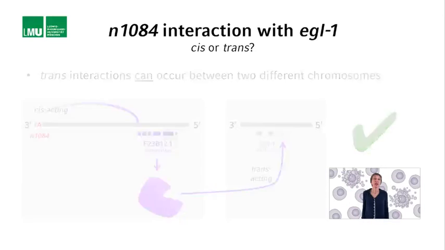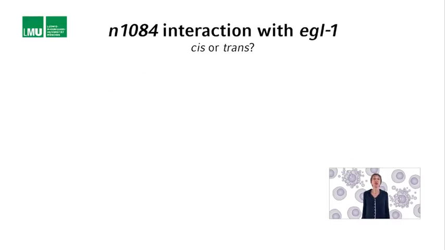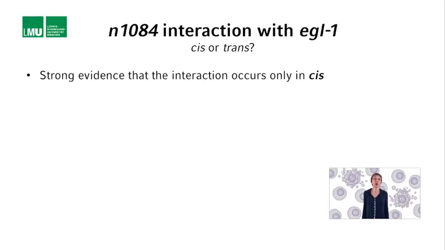In contrast, if the N1084 mutation somehow acts over the F23B12.1 transcription unit to directly affect the BH3 only transcription unit, the interaction between N1084 and the BH3 only transcription unit would be in cis. It could therefore not take place if the N1084 mutation was located on a different chromosome than the BH3 only transcription unit. The following observations strongly suggested that N1084 acts on the BH3 only transcription unit in cis.